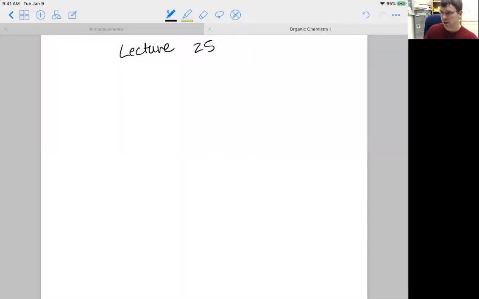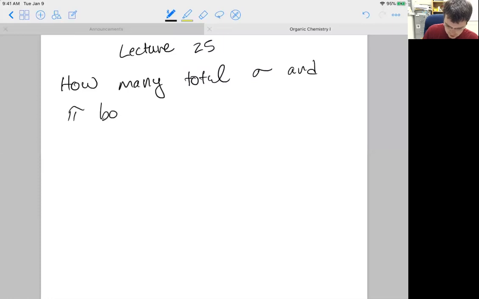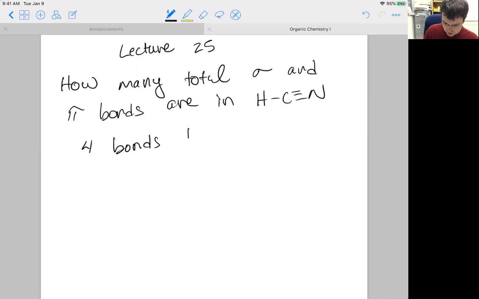Now, a sort of strange question to ask at this point, but a question I like to ask nonetheless is, how many pi bonds are in hydrogen cyanide? Well, let's do how many total bonds, total sigma and pi bonds, that is, are in HCN. I've drawn the Kekulé structure out for us. So it looks like we've got 4 bonds total. How many of them are sigma bonds, and how many of them are pi bonds?